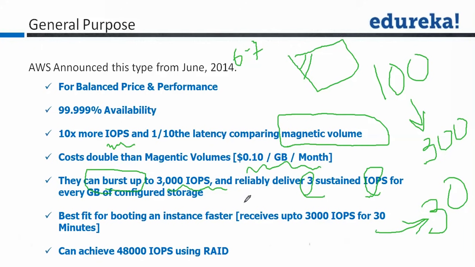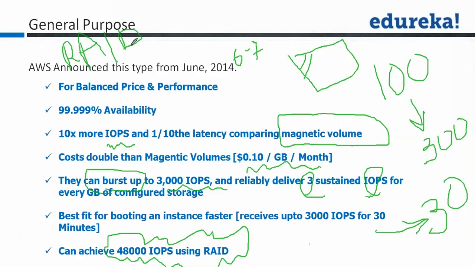So generally, based on the volume size, it would be providing you the IOPS. And if you use the RAID, somebody asked me the question for the RAID, how is it useful? See, RAID has two types. You can do RAID 0 or RAID 1. Now we know RAID 0 is for the performance.